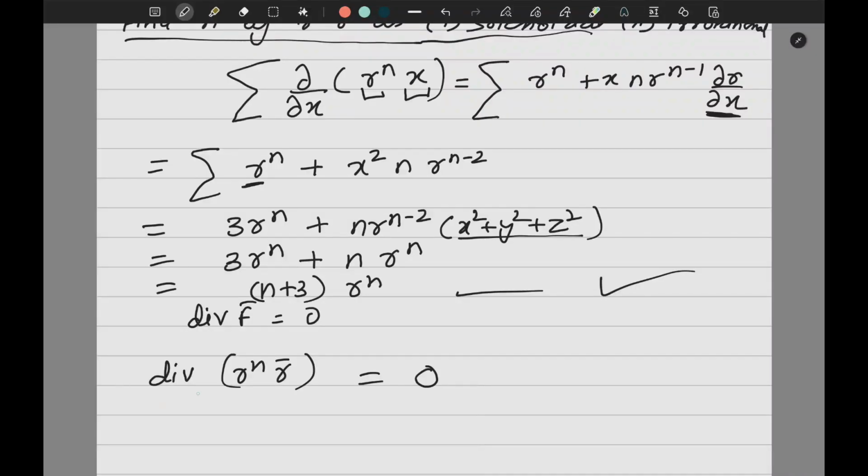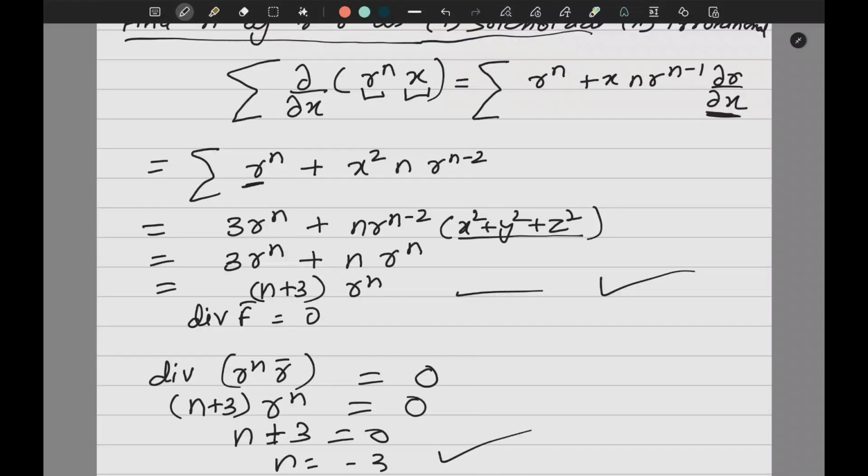So now what I will do, n plus 3 r to the power n is equal to 0. So what is the value of n? n plus 3 is equal to 0, n is equal to minus 3. So this part is also done.